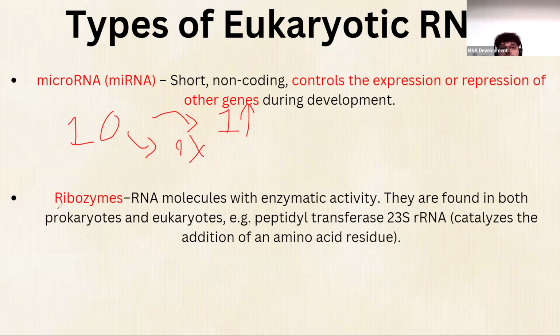Okay, ribozymes, they are RNA molecules with enzymatic activity. So they are basically RNAs that act as enzymes. They are found in both prokaryotes and eukaryotes. For the example, I don't think you really need to know it, but just know it. Please make sure to know it so that you can guarantee the A in the exam. Peptidyl transferase 23S rRNA catalyzes the addition of amino acid residues. But what you need to really focus on is that a ribozyme is an RNA molecule with enzymatic activity. That's what you need to focus on the most.